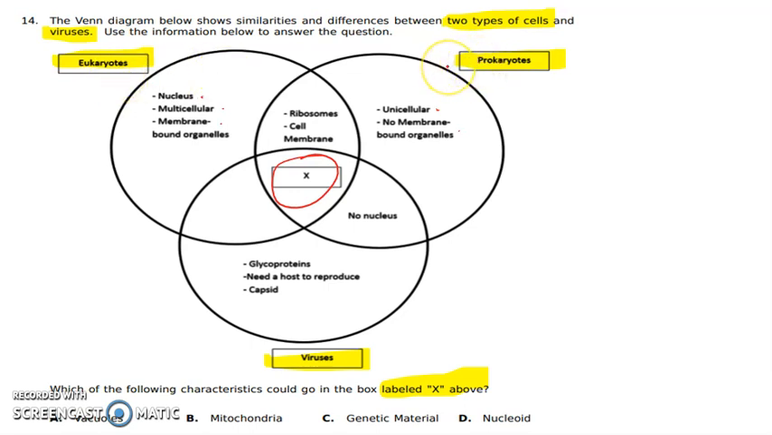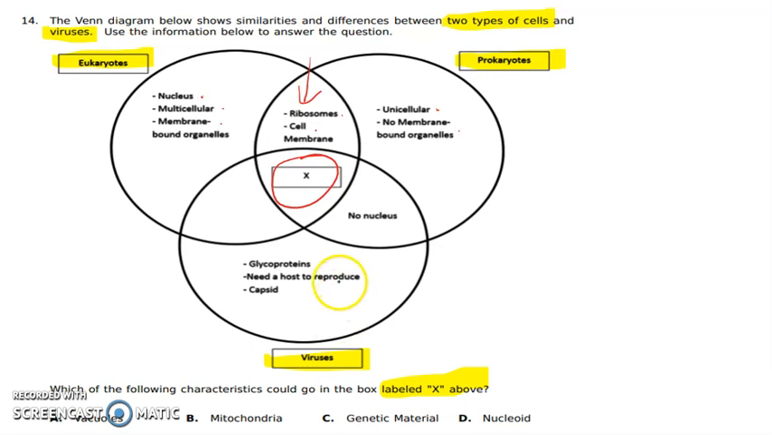Eukaryotes and prokaryotes do have a couple things in common, though, and we see that right here. Both of those types of cells have ribosomes. Remember, that's where we make protein. And they have a cell membrane. They're both the type of cell, so they're going to have that membrane, that layer that goes around the outside of the cell that holds everything in place.